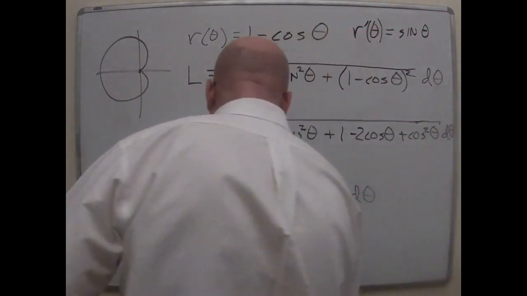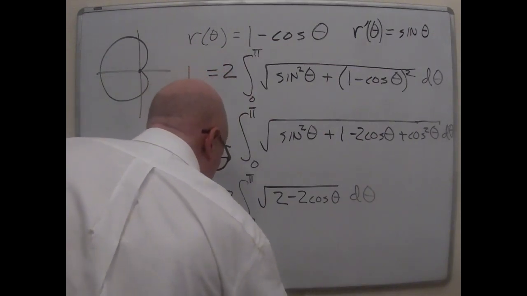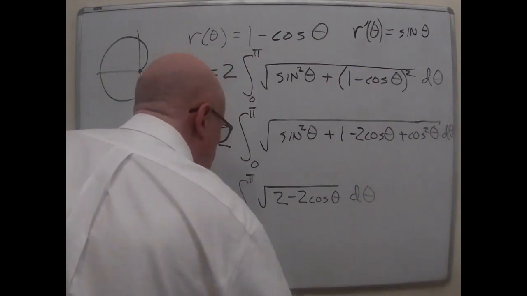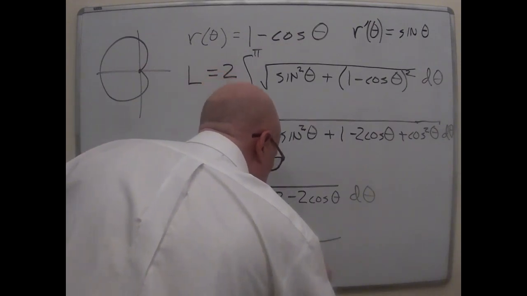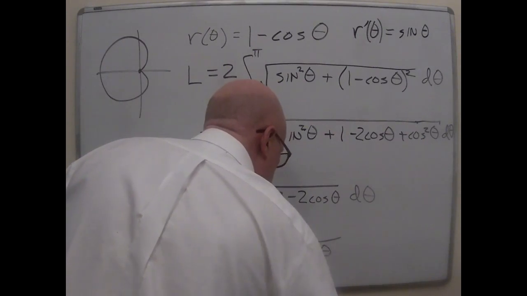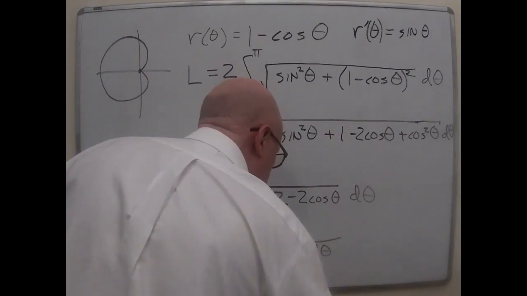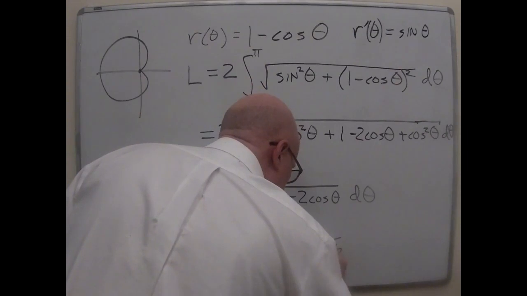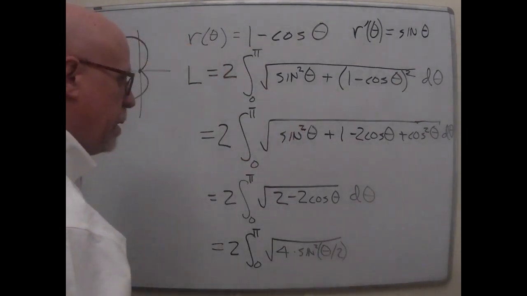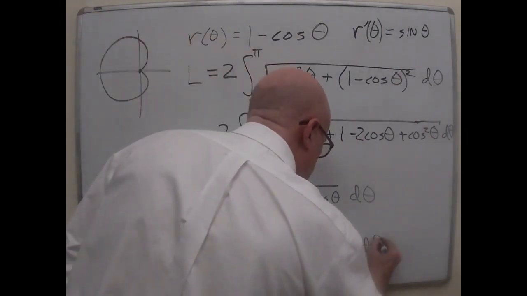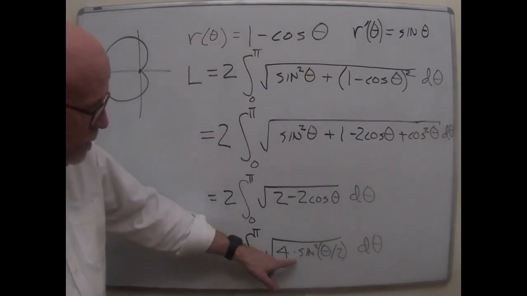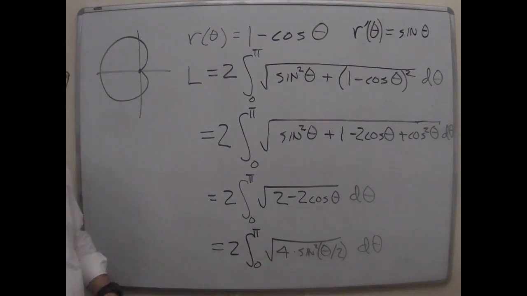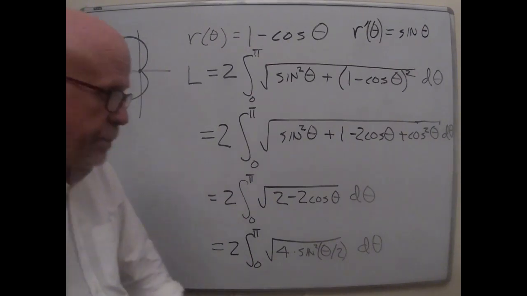We've got 2 times integral 0 to pi square root of 4 times sine squared theta over 2, d theta. And the point of all that is that this is a perfect square underneath the radical, so you can just pluck it out of there. It becomes 2 sine theta over 2.